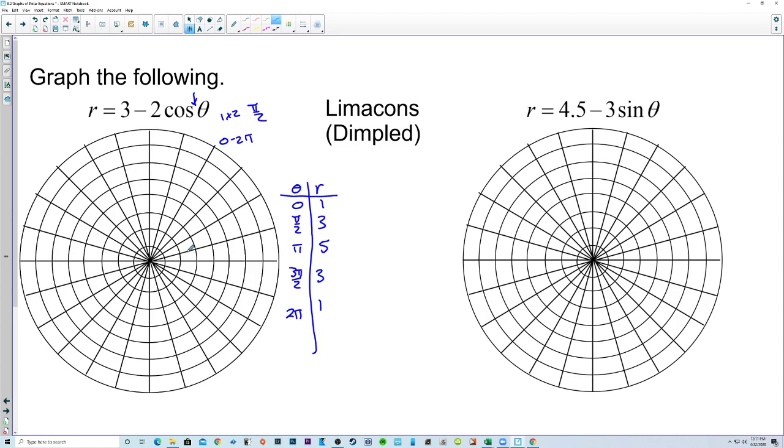It won't cross through the pole either. So 0 is 1. Pi over 2 is 1, 2, 3. Pi is 1, 2, 3, 4, 5. 3 pi over 2 is 1, 2, 3. So it's going to go circle out like this, and it'll be dimpled. Boing. It's going to bounce off that point rather than bouncing off the pole. Go through that point and then come around. That should be nice and symmetric.